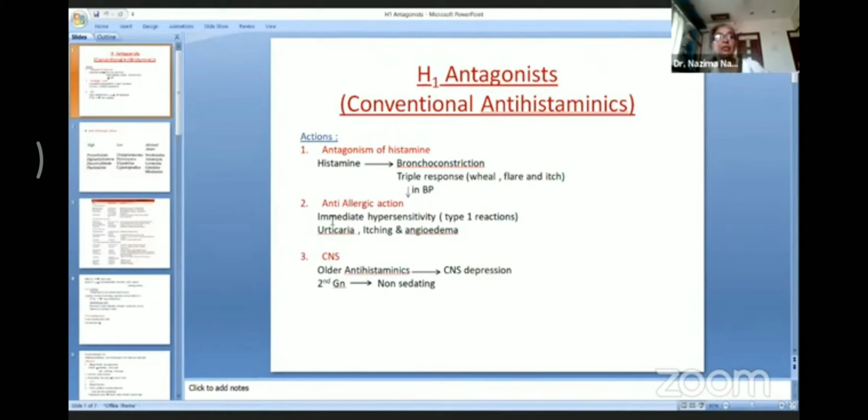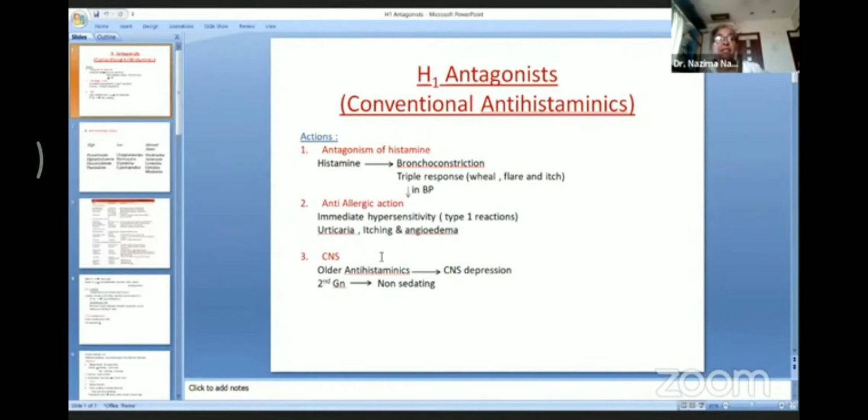Then these drugs also have an anti-allergic action. They suppress the immediate hypersensitivity reactions or the type 1 reactions. They control the urticaria, itching, and angioedema, which are the symptoms that occur in type 1 reactions. So that is about the anti-allergic action.